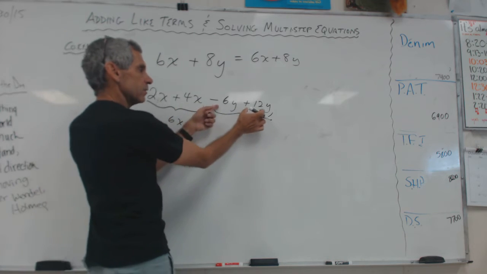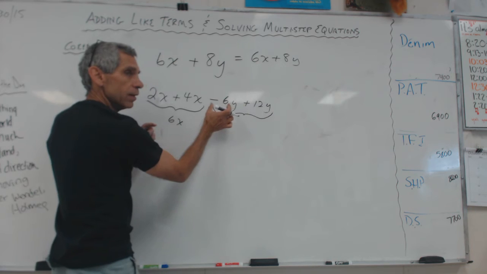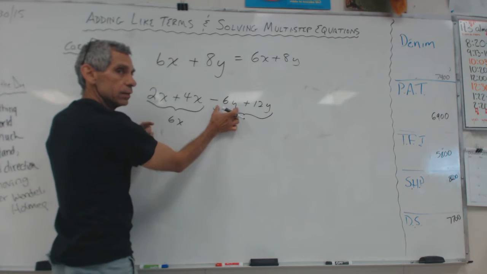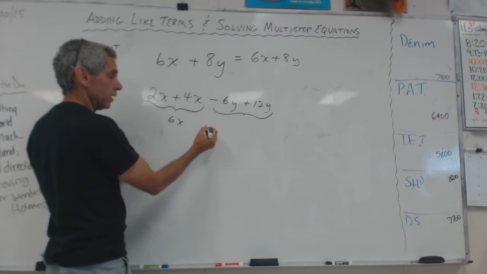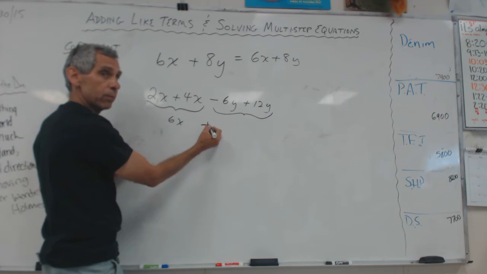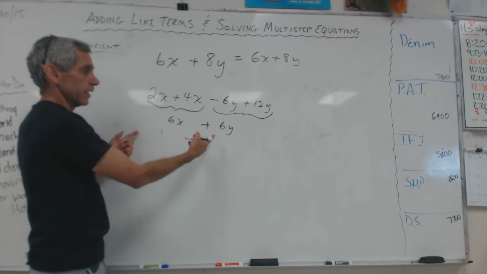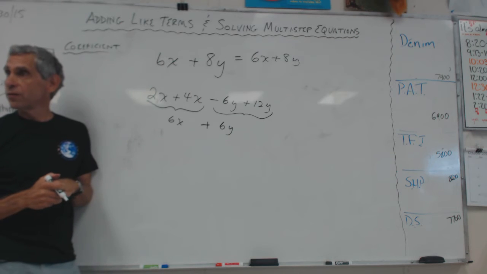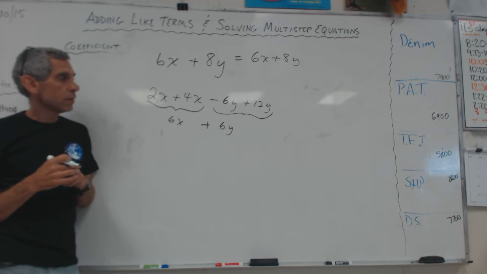When I see something like this, I think of it as 12y minus 6y, 12 minus 6. It's 6. So it's positive, right? You see how that's positive? So I put a plus sign for my positive 6y. That's my answer. That's my simplified answer. Why is it 6y? Because you can add 6y plus 12y.